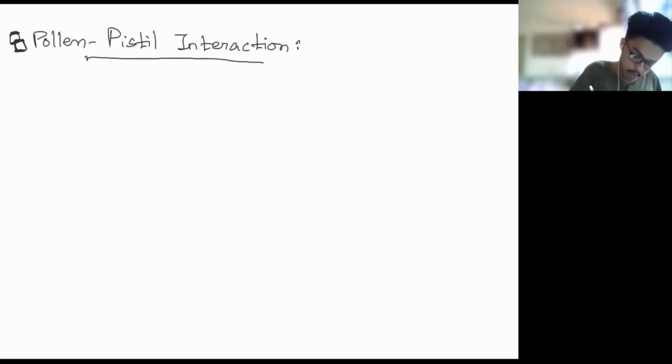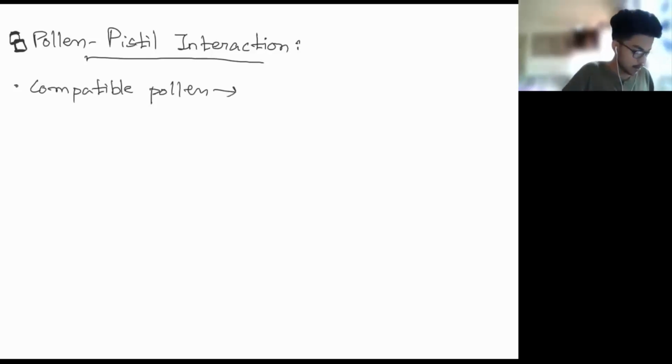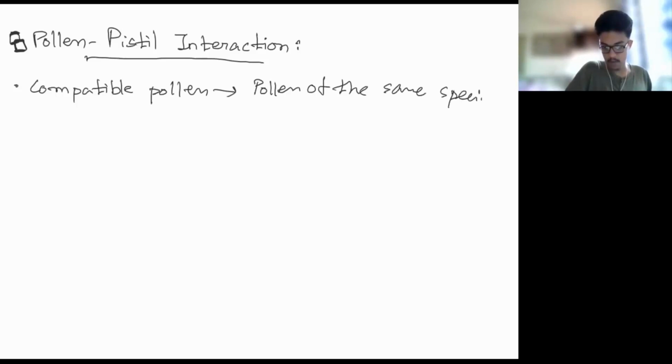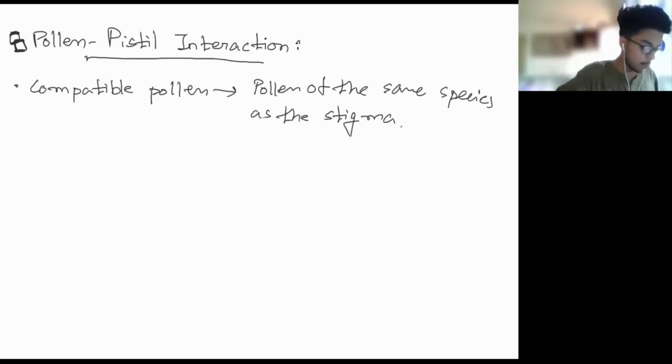What does compatible pollen mean? Compatible pollen means pollen of the same species as the stigma. Okay. Often pollen of the wrong type, either of other species or from the self plant, if it is self-incompatible, also land on the stigma. Okay, I have already discussed that.